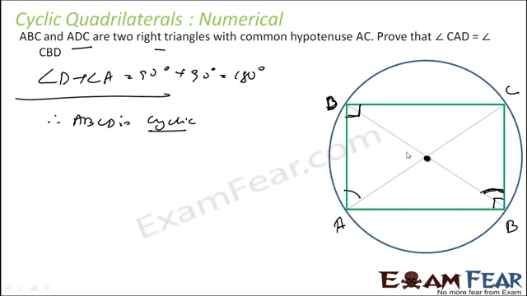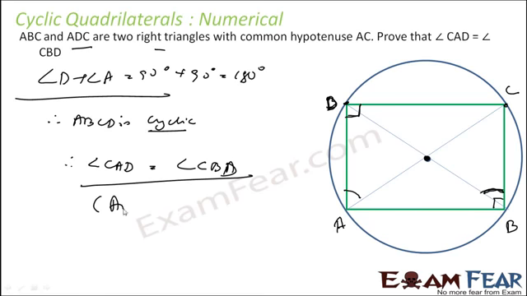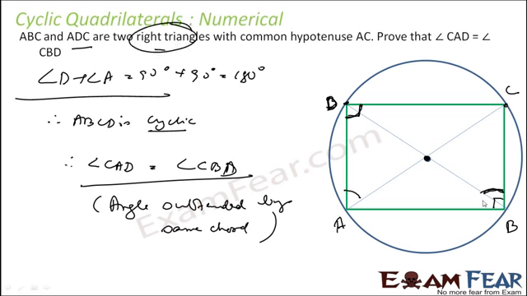They are lying in a circle, so I can say that both these angles which we are talking about, DAC and DBC, are being subtended by the same chord CD. Therefore, angle CAD and angle CBD are equal. Why? Angle subtended by same chord. So the catch of this question is, it is given that there are two right triangles. That means we have to prove first that it is cyclic. Once we prove it is cyclic, then we can apply this logic.